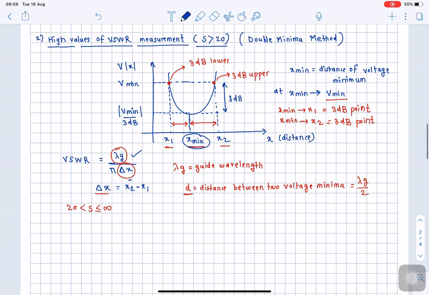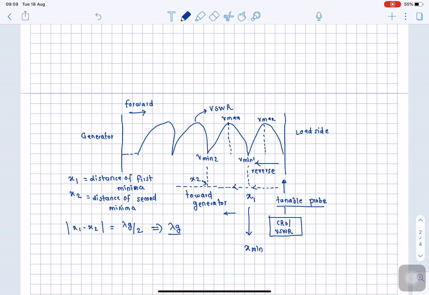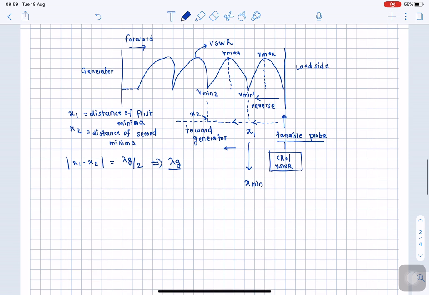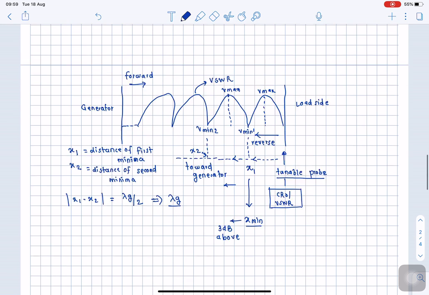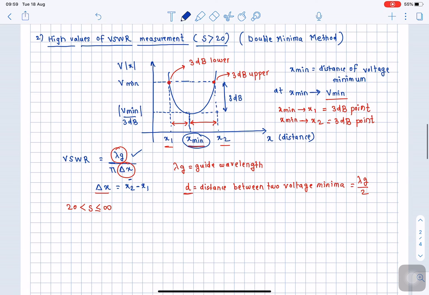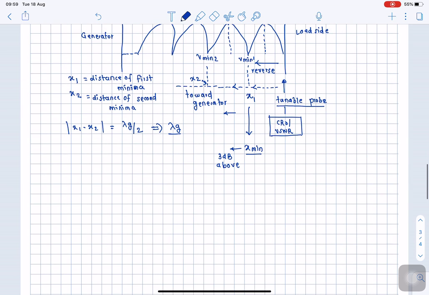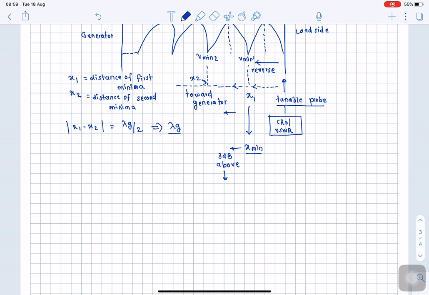You bring the tunable probe position where you will find the first minima, and then you go on the left hand side of this x minima and find that the voltage or the deflection is 3 dB above. So when you go on the left hand side from this x minimum, it will go 3 dB above. At this increase, you note down x2. When you get 3 dB above, the corresponding distance of the tunable probe is x2, right?